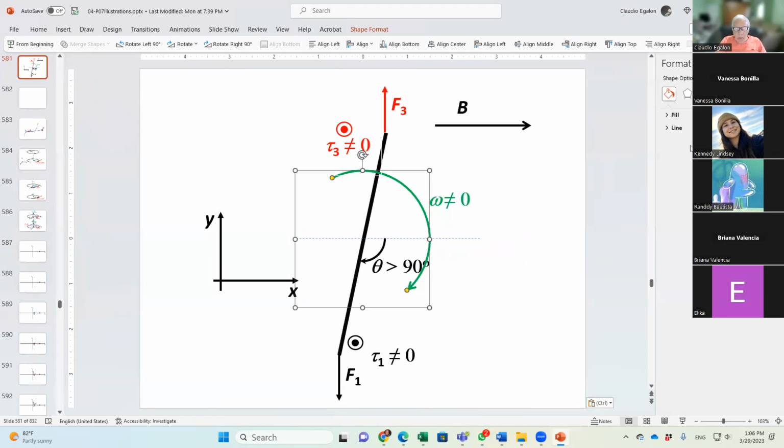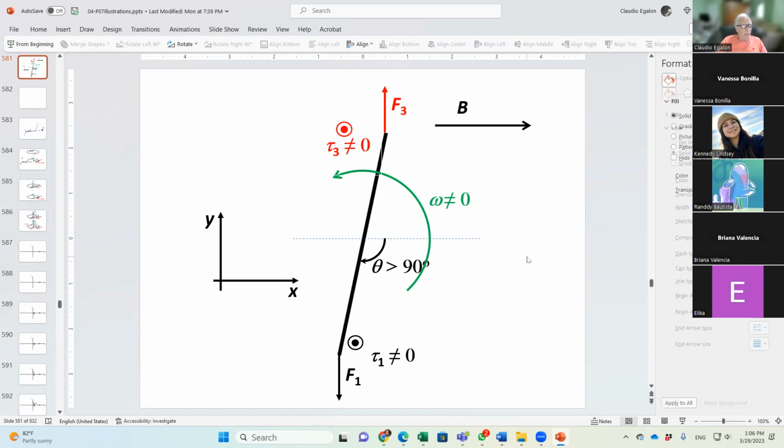Format shape. The other one. Let's do this one here. No line. This one here. Yeah, you got this one. I want this one. Yeah, and this one is going to be like that. No, wait a minute. Yeah, that's right.